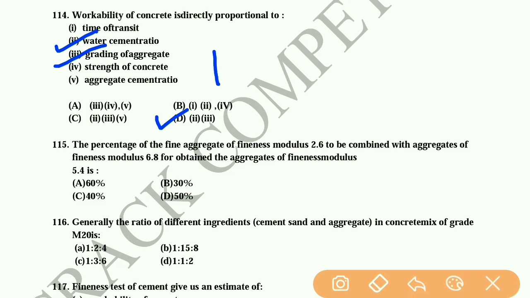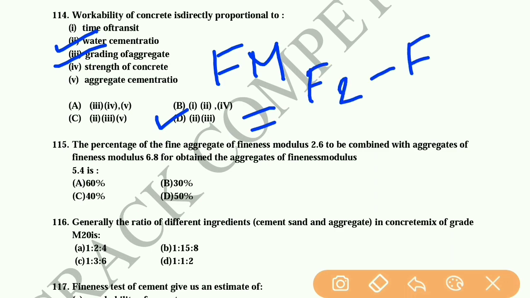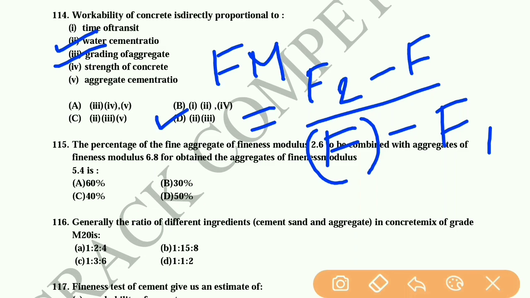So friends, the formula for fineness modulus is FM equals F2 minus F divided by F minus F1. FM is the fineness modulus, F2 is the fineness modulus for coarse aggregate and F1 is the fineness modulus for fine aggregate. We can find F, which was asked, and option number D is right.